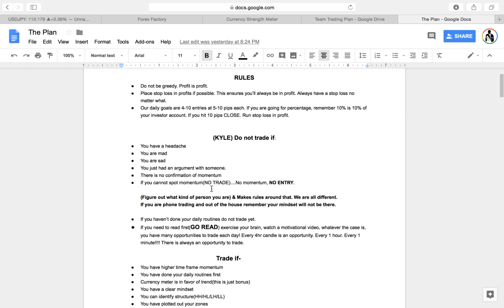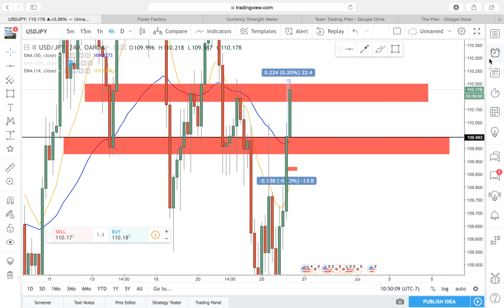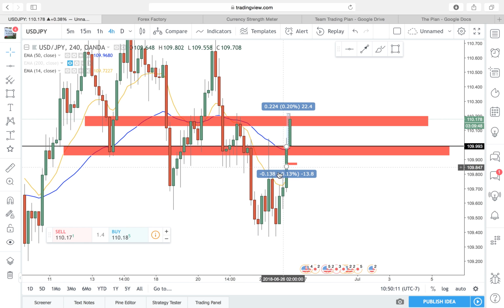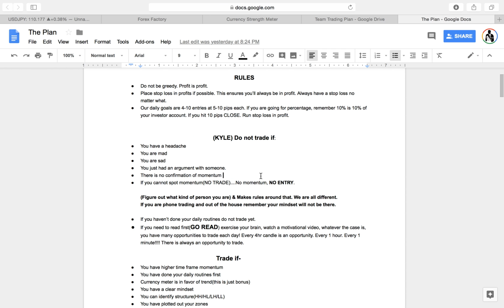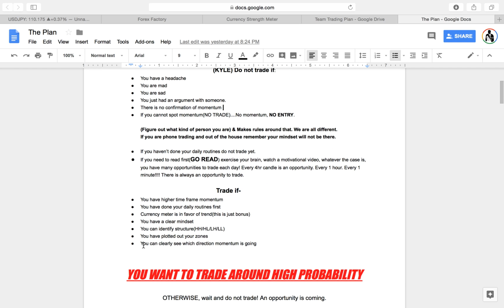If you cannot spot momentum, no trade. This is the biggest thing, guys. If you can't spot momentum, no trade. No momentum, no trade. That's it. What do we have? We already had momentum. The 4-hour time frame is how we base our momentum, and the daily. Look how strong it was. Why would it stop? Okay. So we spotted momentum. Trade if you can clearly see which direction momentum is going. We clearly can see which direction momentum was going.